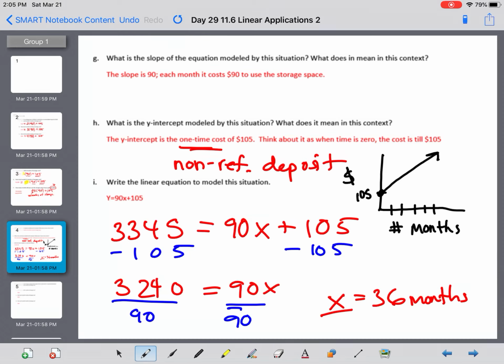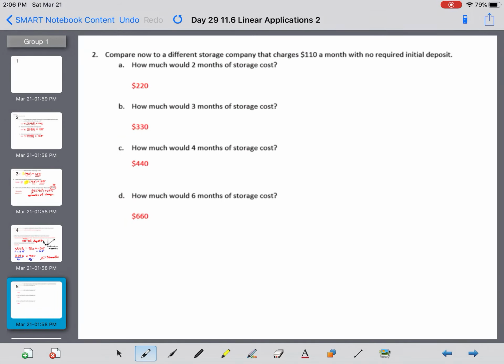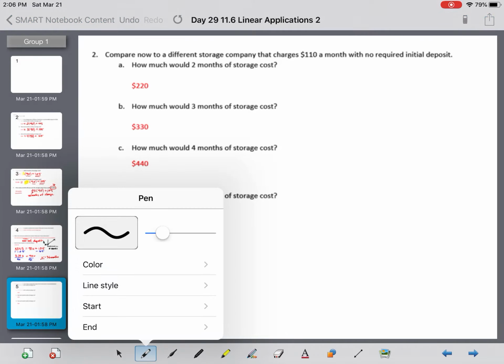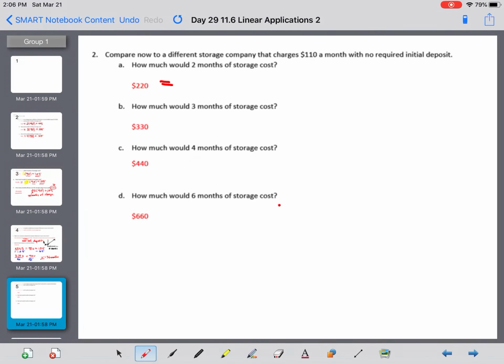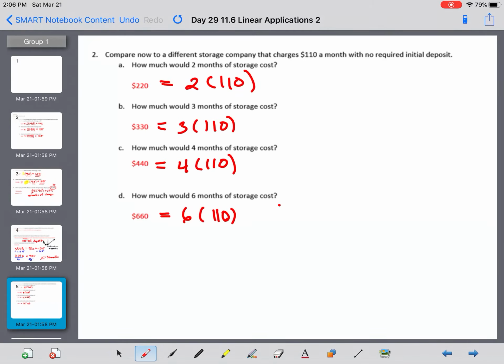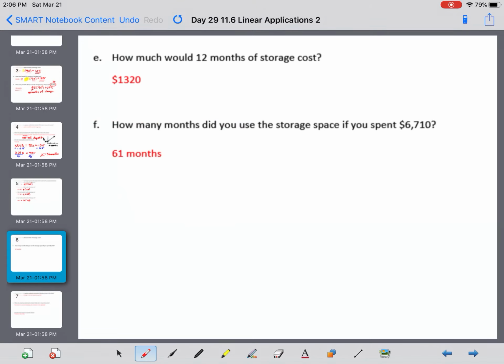On the back side, we have a different scenario with a different storage unit company. So this company only charges $110 a month with no required initial deposit. So 2 months of storage would just be 2 times the $110, because that's all I have to pay. I don't have to come up with that $105 in the beginning like I did for the last scenario. So for this one, this would be 3 times 110, so it'd be 330. 4 months would be 4 times 110. 6 months would be 6 times 110. So those ones are all pretty nice. 12 months, same idea. This would be 12 times 110.